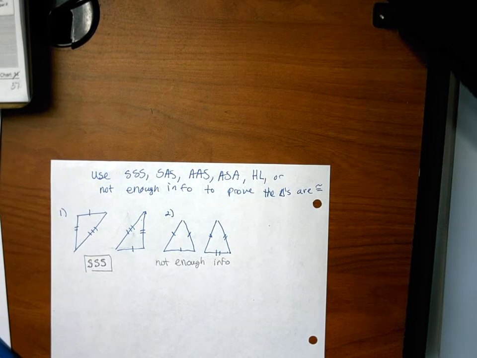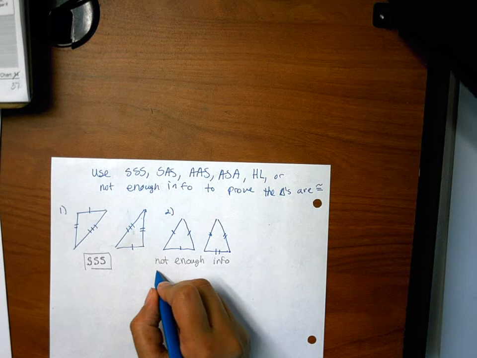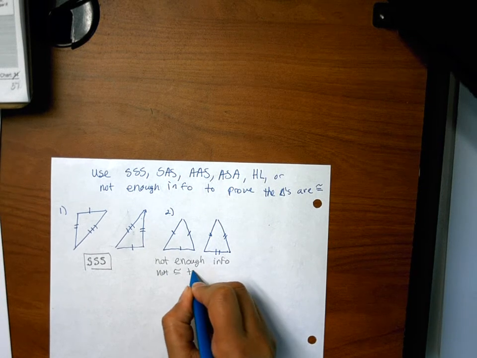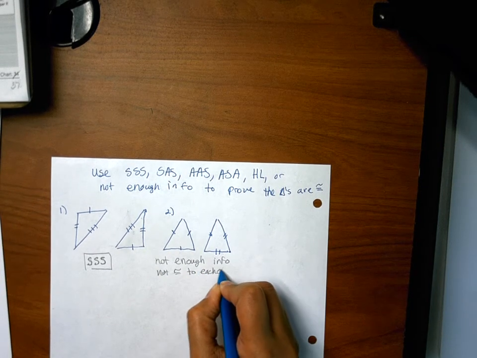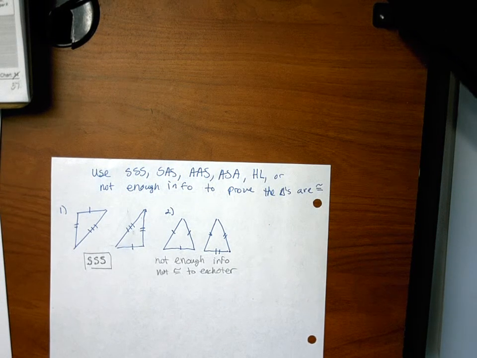So why can't I use side, side, side? Those 3 markings on this left triangle mean that these 3 sides are congruent to themselves. And these 3 here mean that those 3 sides are congruent to themselves, but are the 2 triangles congruent to each other? No. So they're congruent to themselves, not each other. There is a test question like this, which is why I'm going over it right now. So we're going to put here, they're not congruent to each other. They're congruent to themselves, but not each other.